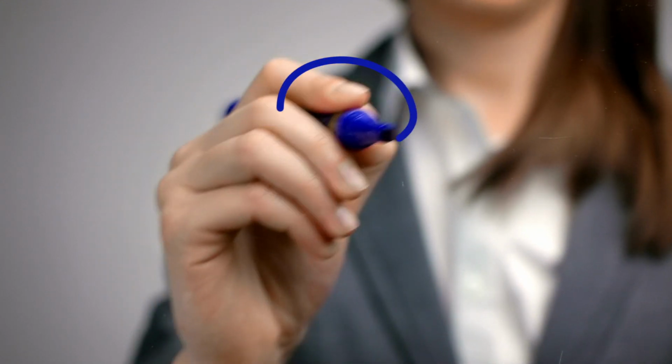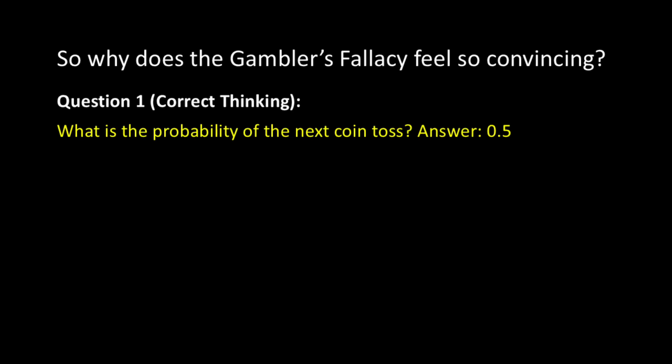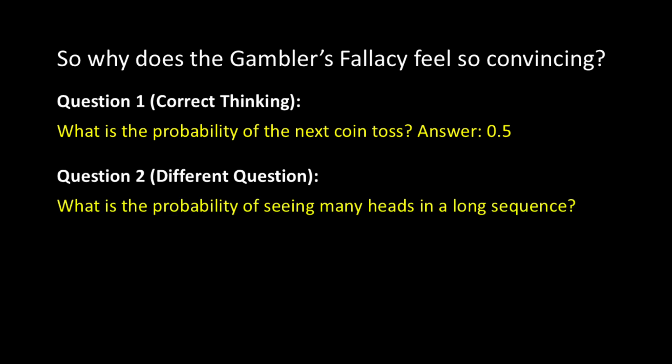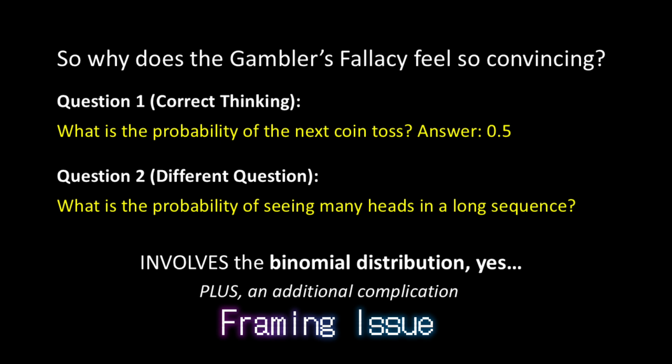Why does the gambler's fallacy feel so convincing? It's because people confuse two very different questions. Question 1, the correct thinking. What is the probability of the next coin toss? The answer is 50%, and people know that. Question 2, and that's a different question. What is the probability of seeing many heads in a long sequence? That question does involve the binomial distribution. Plus, there's an additional complication that arises from the framing of that issue. And this is where the intuition breaks down.